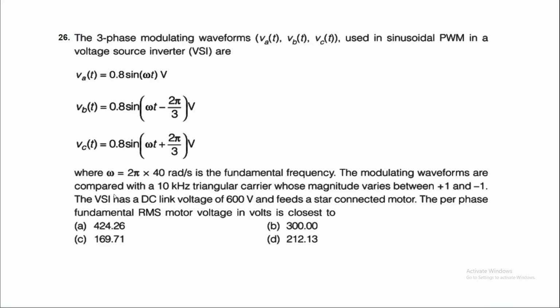The modulating waveforms are compared with the 10 kilohertz triangular carrier waveform whose magnitude varies between plus 1 and minus 1. The VSI has a DC link voltage of 600 volts and feeds a star connected motor. The per phase fundamental RMS motor voltage in volts is closest to option A 424.26, option B 300, option C 169.71 and option D 212.13.